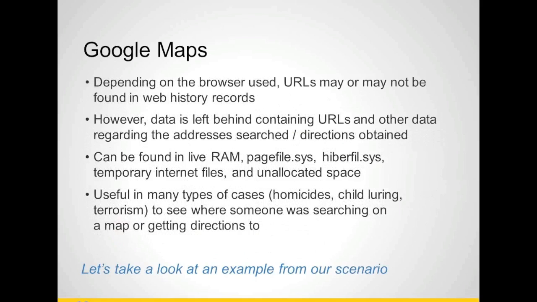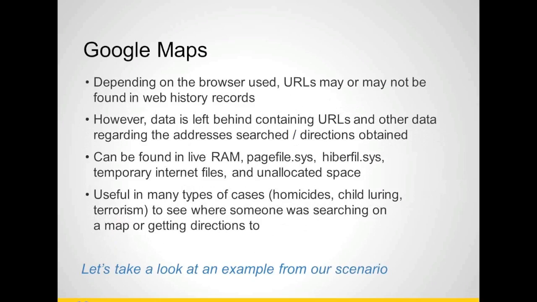So we'll move on to Google Maps now. Depending on the browser that is used, when someone's going on Google Maps and researching addresses or getting directions, you may or may not see URLs that include all of the information about what they were looking for. It just depends on what browser they're using. But data is left behind regardless, containing URLs and other metadata that'll give you some information about where the person was trying to find directions to or addresses they were searching, including some geolocation information.